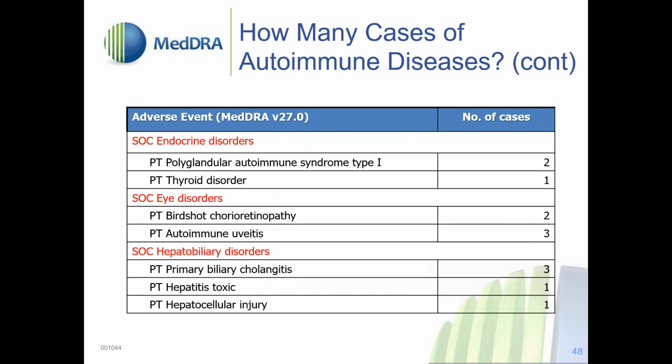Next one, what about birdshot chorioretinopathy? May this have an autoimmune etiology? Again, autoimmune uveitis is clear. Primary biliary cholangitis, we heard that this may have an autoimmune etiology. And also here we have the information autoimmune in the term name.